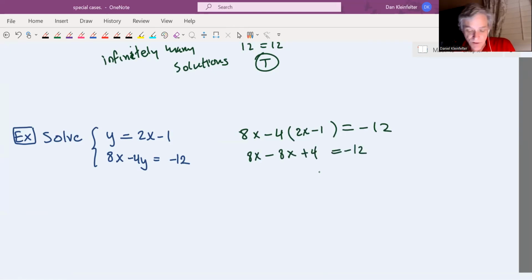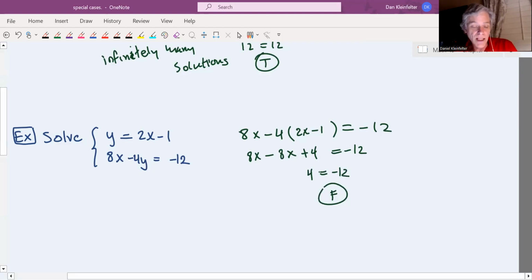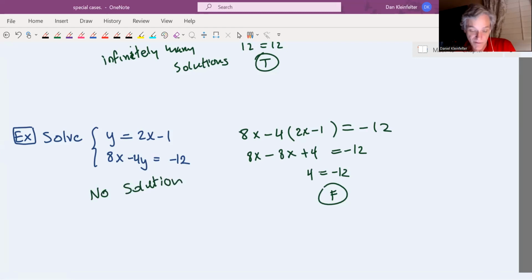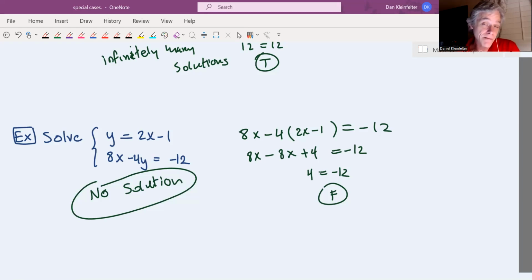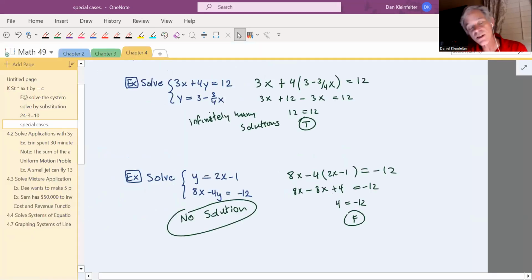Here again, the x's vanish, but this time we have 4 equals negative 12, and that's always false. When you have a situation like that where the variables all go away and you get something false, then that means that there's no solution. Or you've made a mistake, but probably what has happened is that there's no solution. Okay, if you graph these, you're going to end up with 2 parallel lines that don't intersect. Okay, so that takes us to the end of section 4.1.